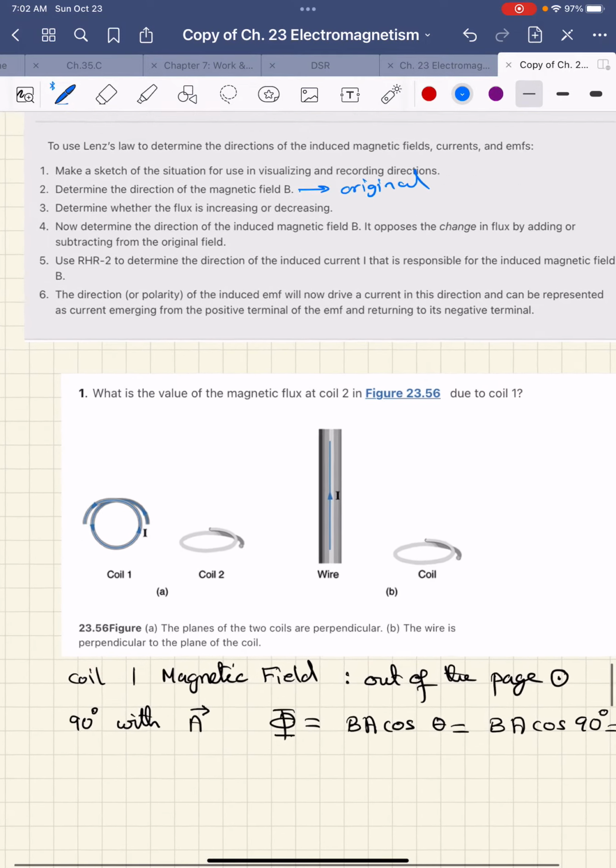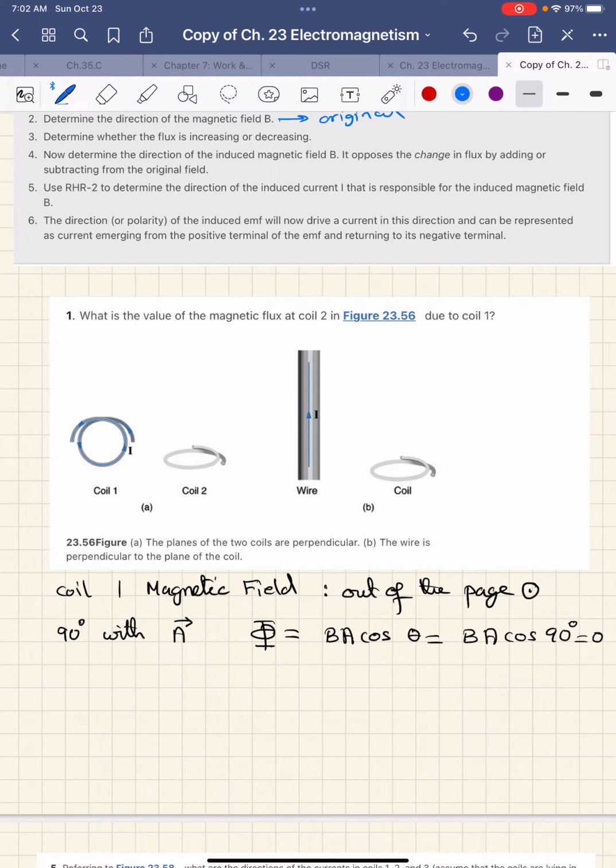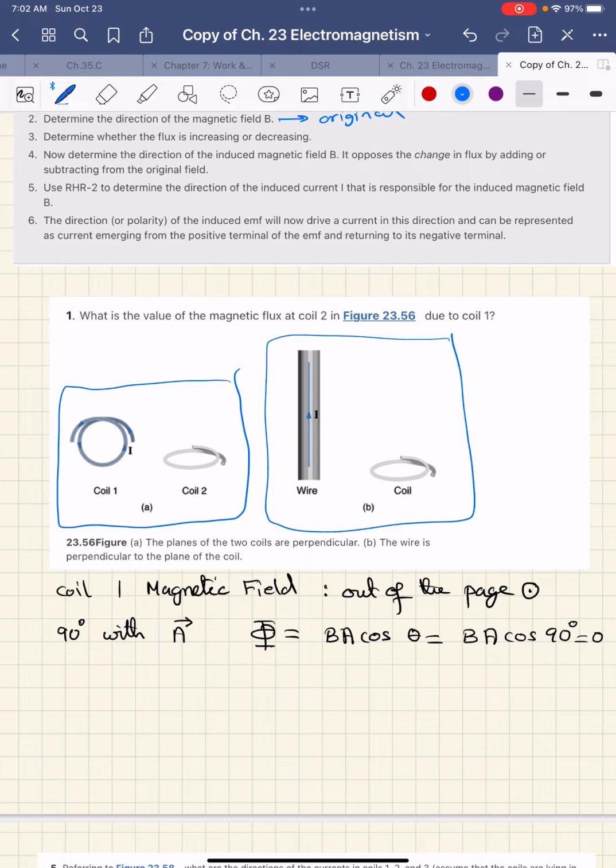Now, this is really a question here, just to practice: what is the value of the magnetic flux at coil 2 due to coil 1? Then we have two situations. This is one and this is the other one. Okay, coil 1 here, if you look at coil 1 and this one, use the right hand rule, use your fingers to carry the current, you will find that the magnetic field at the center is going to be out of the page, and it is 90 degrees with A.